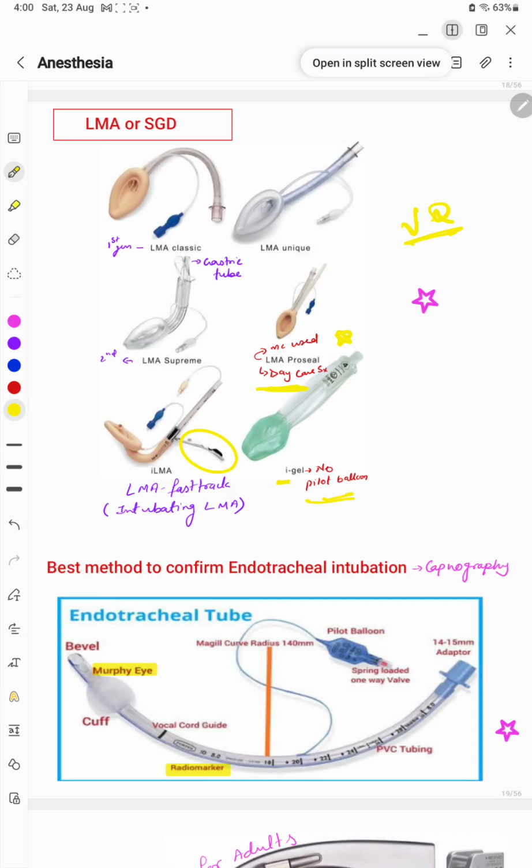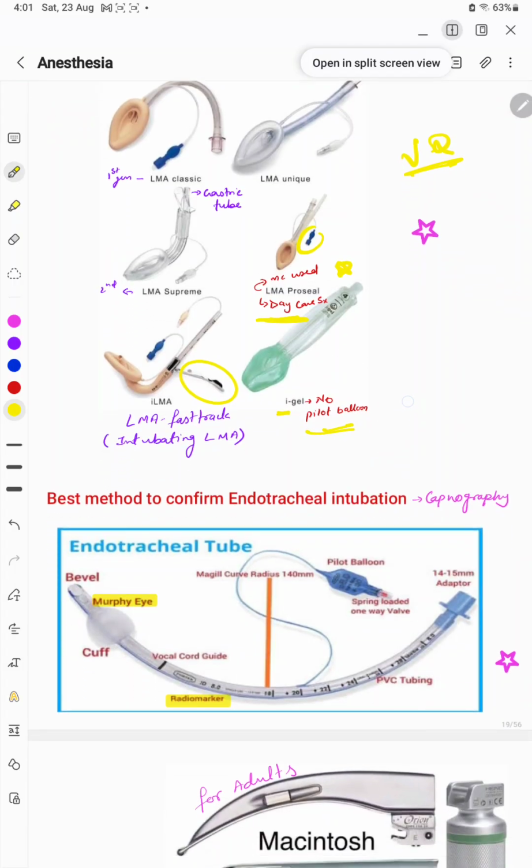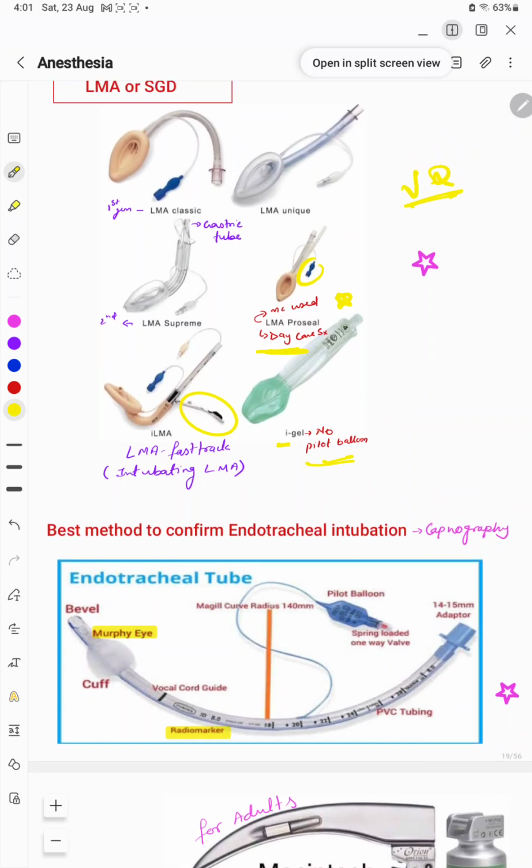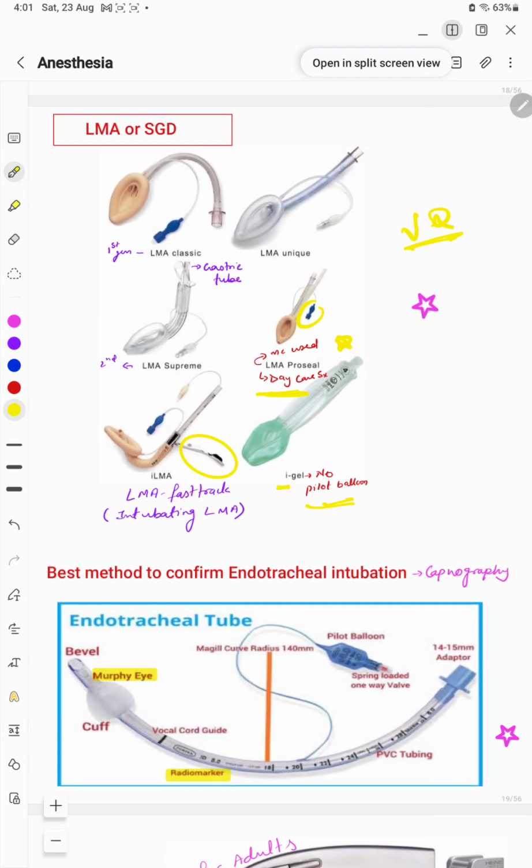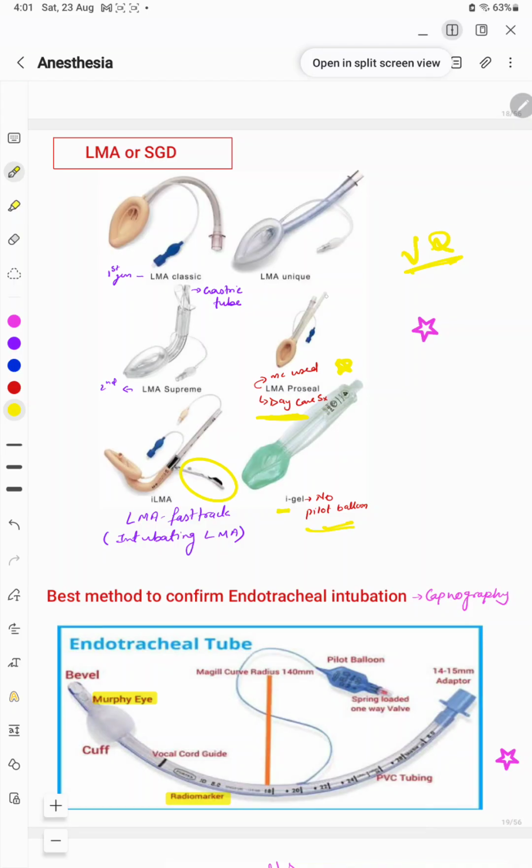And this is gel, with no pilot balloon. In every picture you can see there is a pilot balloon, this is the pilot balloon, this is the pilot balloon, but here there is no pilot balloon. And this is i-gel. You need to remember the image and be able to identify it. Generally they ask about this ProSeal many times. You need to remember.